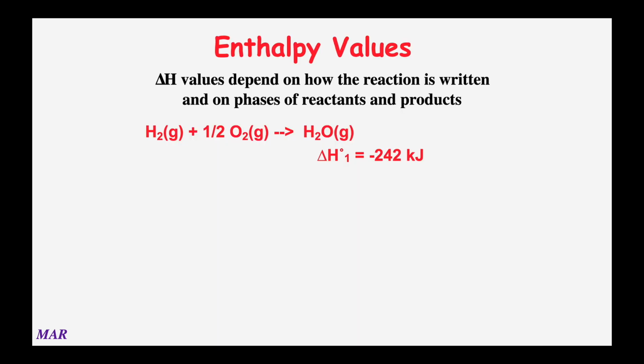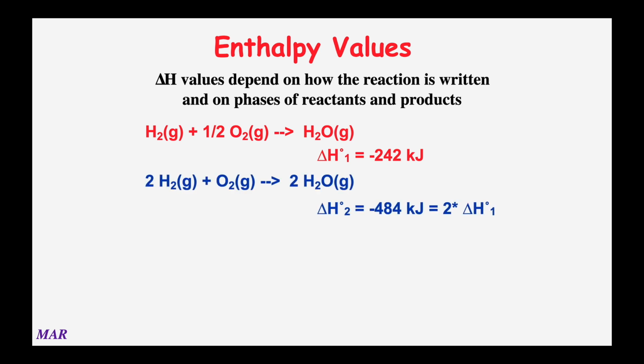If you have a reaction like this one, hydrogen plus half an oxygen making water, and you end up with a delta H value of negative 242 kilojoules, there are different ways to manipulate these equations to fit what you're looking at the time. All the delta H values depend on how the reaction's written, and it also depends on the phases of reactants and products, like do you have H2O gas or are you making H2O liquid, for example. So here's an example. The first one, H2 plus 1/2 O2 making water, has those crazy fractions, and I really dislike fractions, as I've told you before.